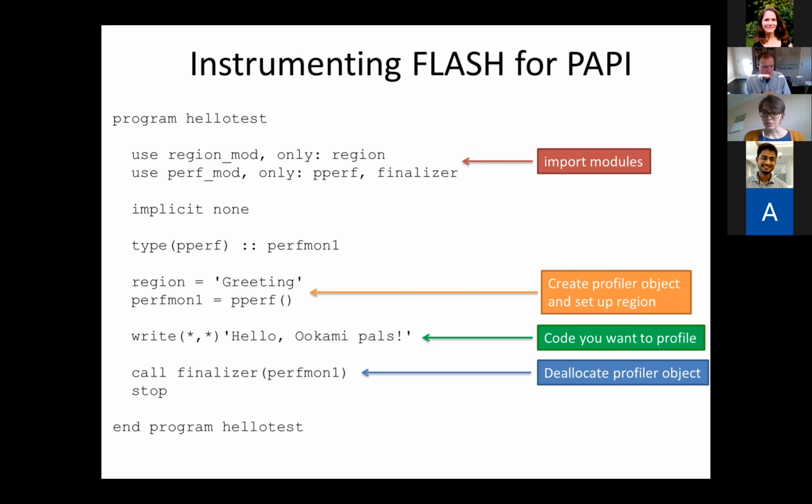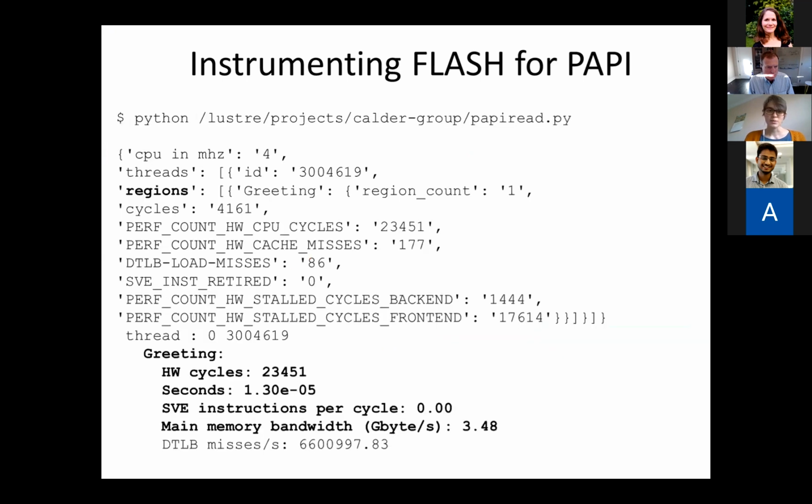Then you put in the code that you want to profile, and finally you deallocate the profiler object. And you can do this throughout your code without too much modification. And in the end, what it'll give you is for each region, basically the number of hardware cycles that your code spent in this region and how many seconds it took to execute, how many SVE instructions you're using, the memory bandwidth, your cache misses, and things like that. So this will be really helpful, and we're planning to put this into Flash to get more detailed profiling information.